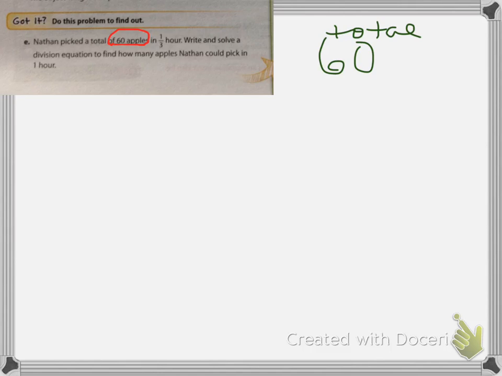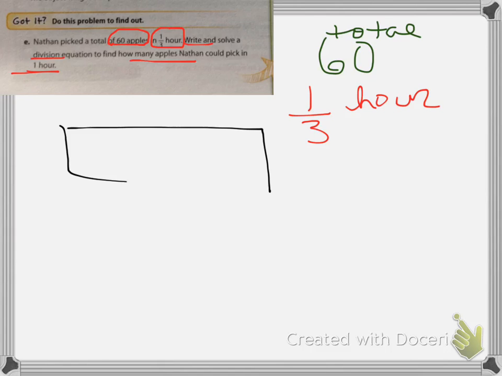Then it says in 1/3 of an hour. Okay, so it took him 1/3 of an hour to pick them. So now it says write and solve a division equation to find how many apples Nathan could pick in 1 hour. All right, so let's think about this first. Let's try and think about a bar diagram. So we've got our bar diagram here, and it says that he picked 60 apples in 1/3 of an hour.